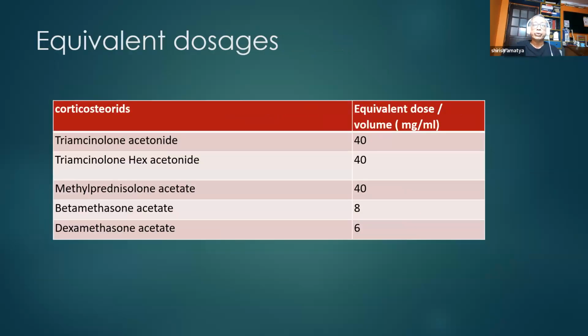Coming to the equivalent dose of various corticosteroids, triamcinolone acetonide is usually available in a 40 mg per ml vial. Similarly, triamcinolone hexacetonide is also available in 40 mg per ml. Similarly, methylprednisolone has the same concentration and volume. Betamethasone acetate is available in an 8 milligram per ml vial, and dexamethasone, the equipotent dose to the triamcinolone, is 6 milligram per ml.